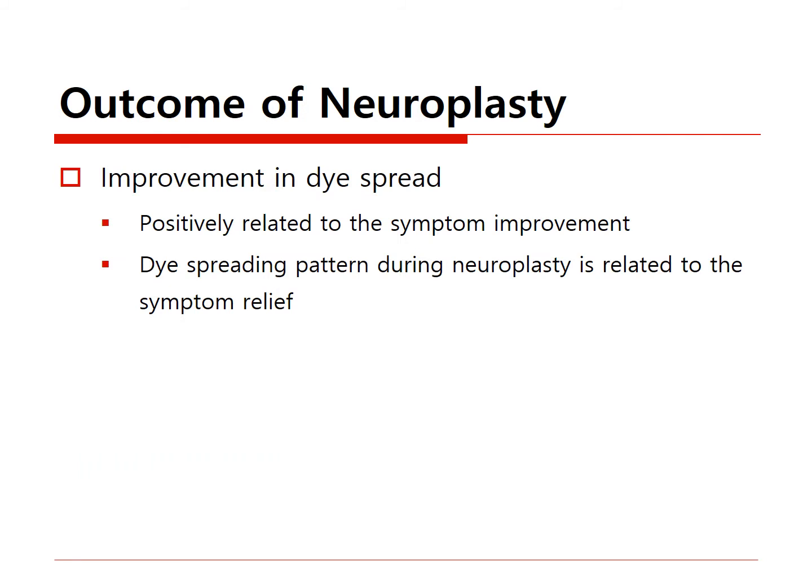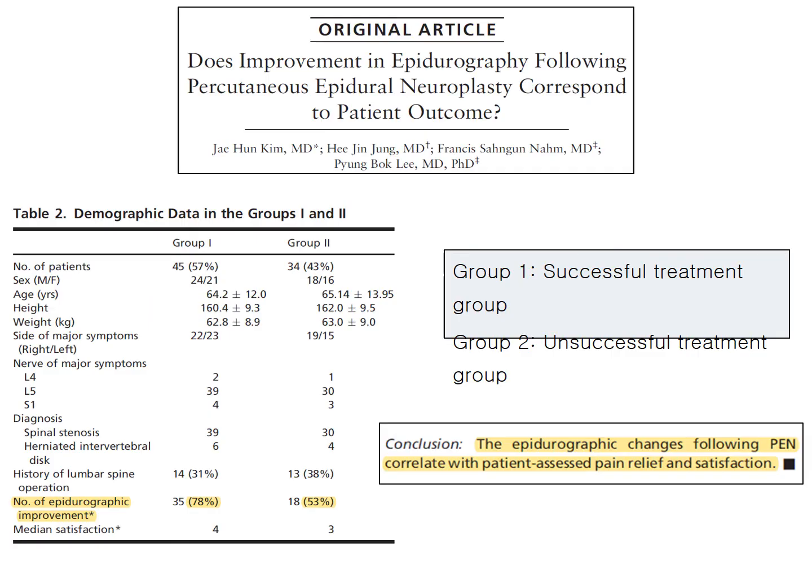Then, what are the results of neuroplasty? In general, it is known that the improvement in dye spread is positively related to the symptom improvement. It is also known that the dye spreading pattern during the neuroplasty is related to the symptom relief. This study shows that the improvement of dye spreading in epidurography is related to patient pain and satisfaction.